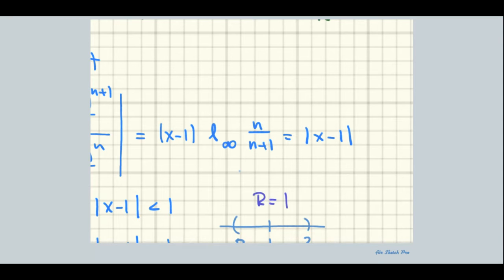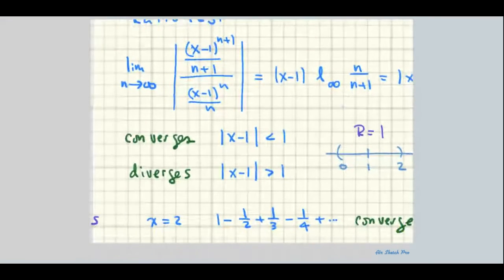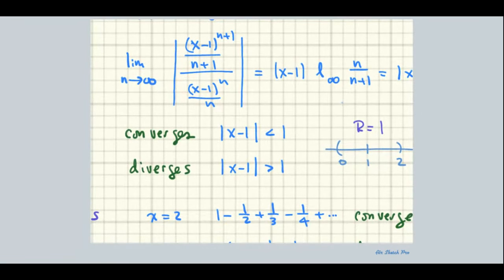Okay. And so what we have is the ratio itself of the n plus first term divided by the nth term, or the absolute value of that ratio, is the absolute value of x minus 1. And we know from the theory that this will converge, just like any other geometric series, when x minus 1's absolute value is less than 1, and diverge when the absolute value is greater than 1.